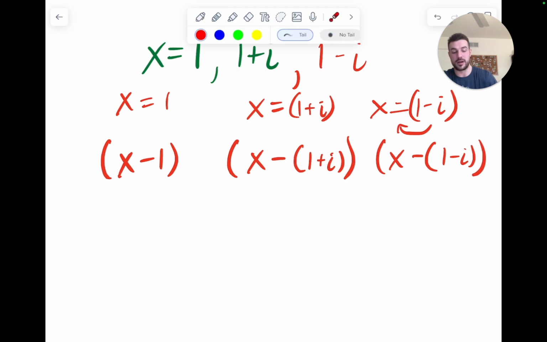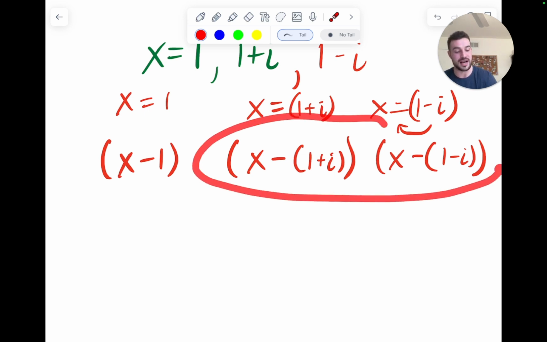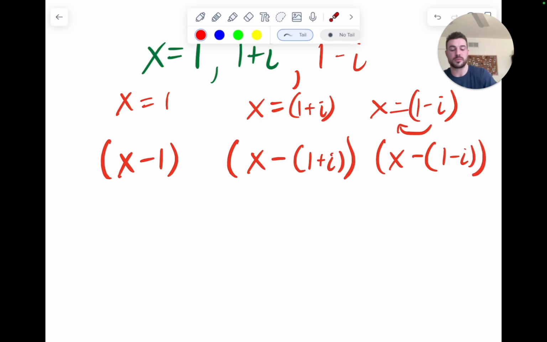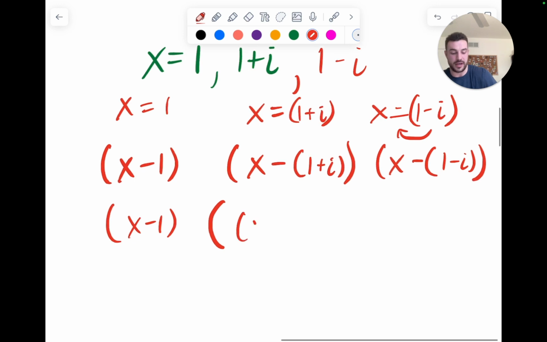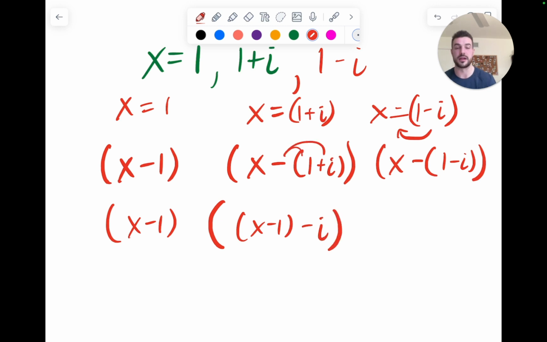Just like before, I'm going to leave this one till later because it's a regular binomial, which we're pretty comfortable with. And I'm going to focus on this part. In order to multiply these out, I need to regroup a little bit. So I'm going to have an x minus 1 in front, but I'm going to regroup and put my x and my 1 together. So I'll have x minus 1, and then I've got a negative i there.